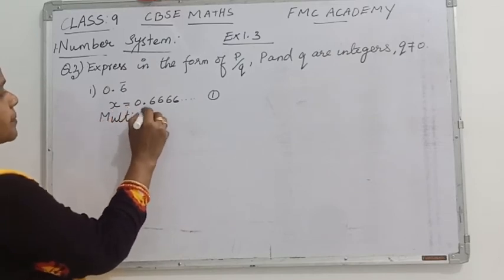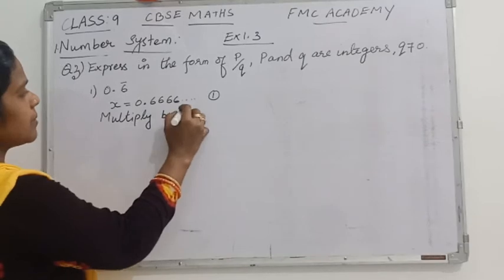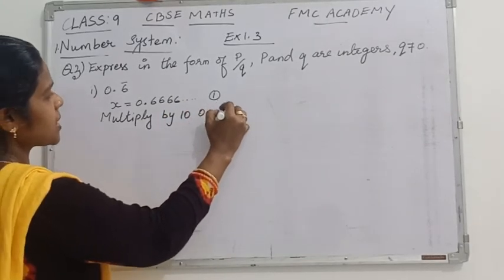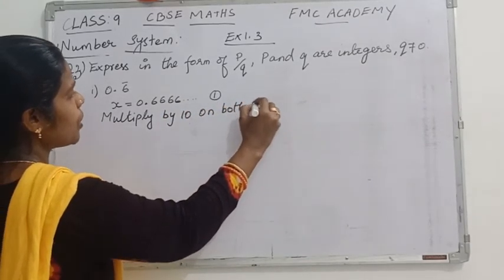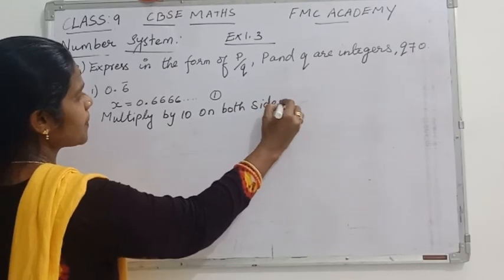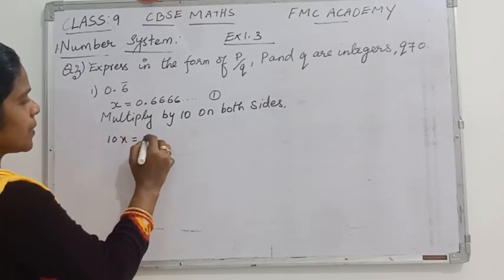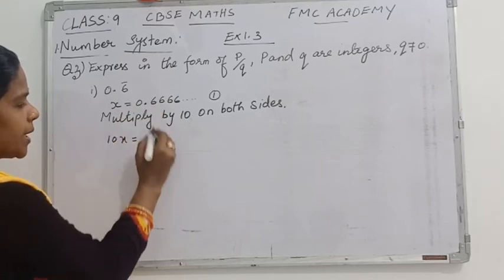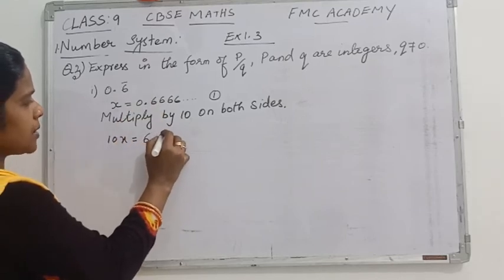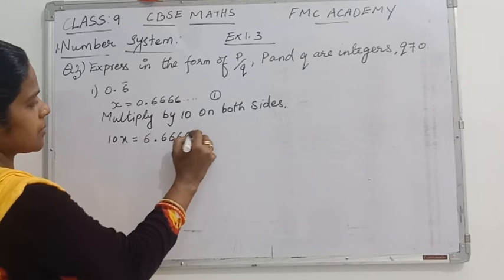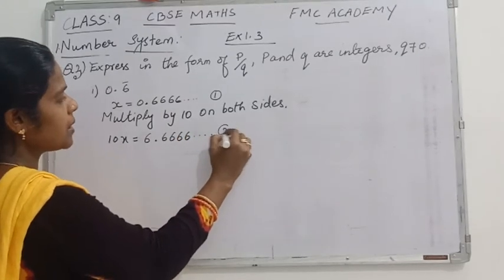Multiply by 10 on both the sides. So what will you get? 10x is equal to, the point will be shifted over here, so you will have 6.6666, and you give it the number 2.